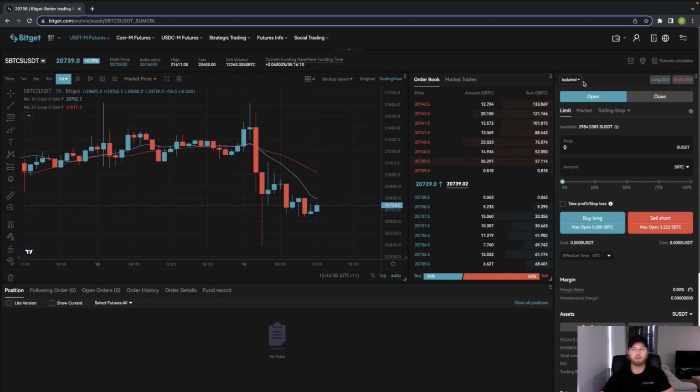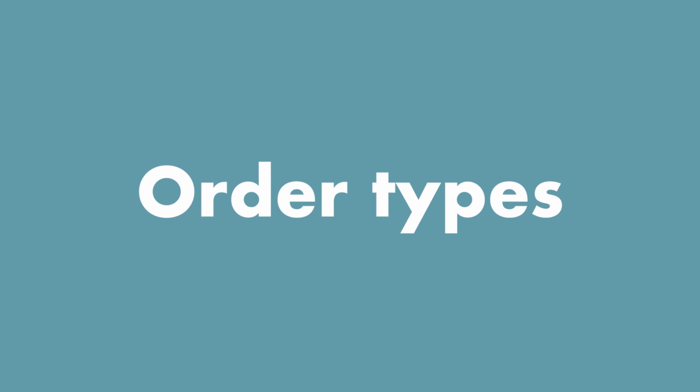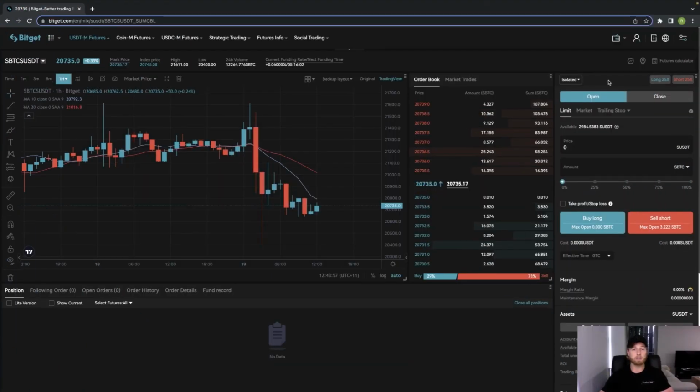And then next to that we have our leverage. Mine is set to 25x. I'll just leave it at that for this example. Now if we are looking to raise an order, we need to click open because we're opening an order, we're not closing an order. Below that we have different order types.